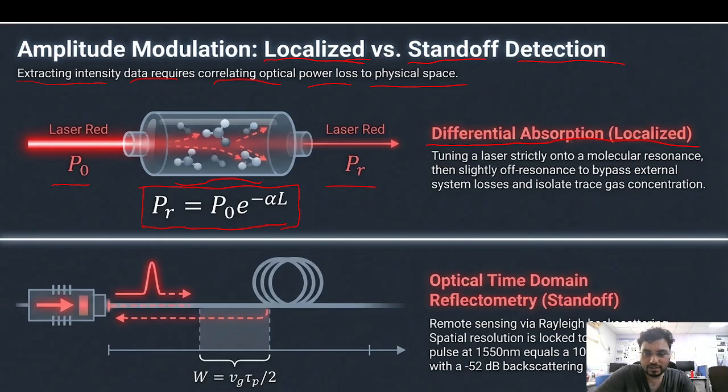What about standoff detection? Standoff detection is nothing but OTDR: remote sensing via Rayleigh scattering, where spatial resolution is locked to pulse width. A microsecond pulse at 1550 nm equals a 100 meter spatial window with a backscattering coefficient of 52 decibels. Here is the OTDR, which we have also discussed previously, and this is the equation for it.